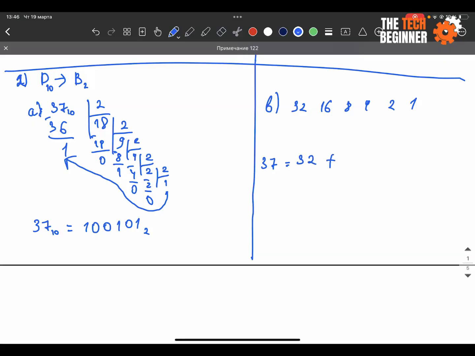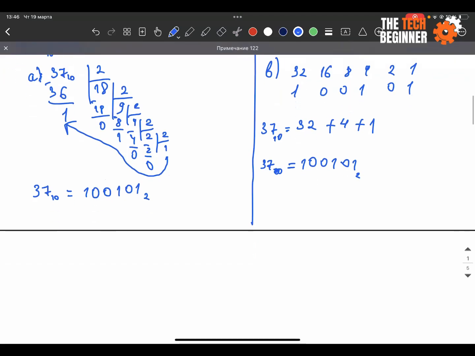The second biggest number is 4. So plus 4, that's 36. Then the last one is 1. So it's 37. And wherever you have these numbers, under these numbers you just put 1. So under 32 you put 1, under 4 you put 1, under 1 you put 1. Other ones will be just 0. As you can see, a very easy method, yeah? So 37 in decimal will be 1 0 0 1 0 1 in binary. As you can see, they are the same.